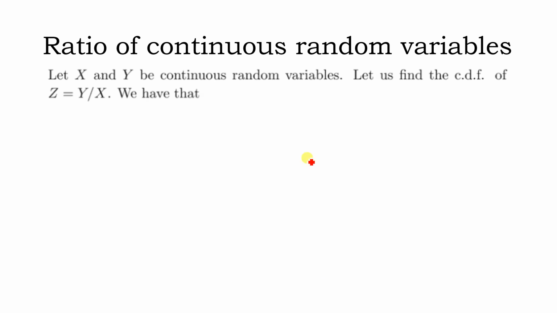Good day. Today we're going to continue to discuss the ratio of continuous random variables. So we have here, let X and Y be continuous random variables. Let's find the CDF of Z equals Y over X.